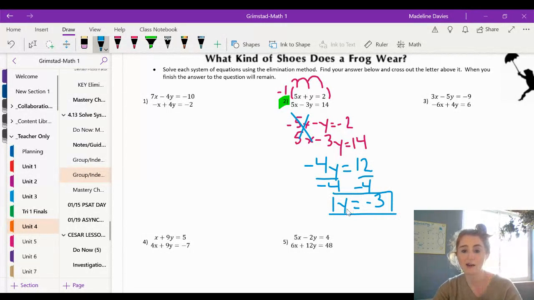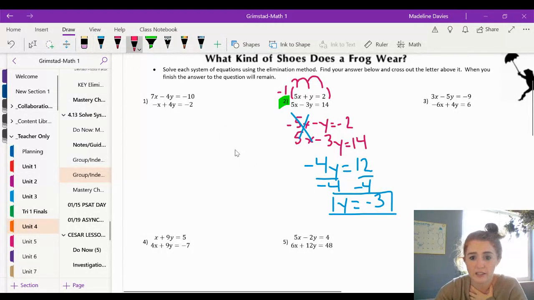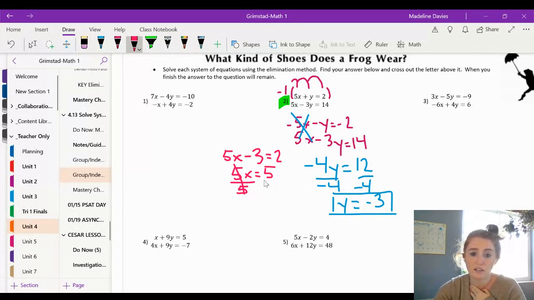Just like last time, I now have to take this new y, my -3, and plug it into either one of these equations up top. I'm going to choose the first one for giggles, and I now rewrite it. I've got 5x minus 3, because plus a negative is the same thing as just negative. So -3 equals 2. Add 3 to both sides. 5x equals 5. Divide by 5. That will eliminate that. Divide by 5. X equals 1, because 5 goes into 5 one time.